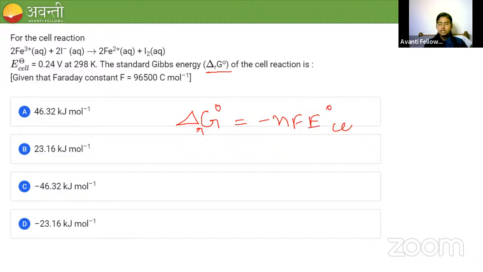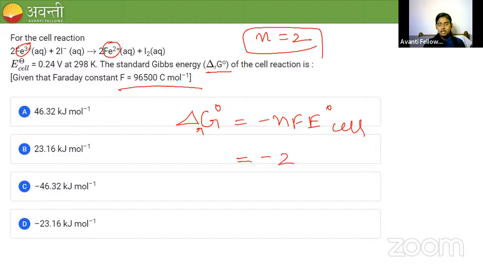So all of you apply all the given values and give me the answer in the chat box. What is the value of n here? How many electrons are lost? Fe3+ is getting converted to Fe2+ by the release of one electron. But 2Fe3+ is getting converted to 2Fe2+. So for one Fe3+ only one electron is lost. For 2Fe3+, 2 electrons will be lost. So the number of electrons lost will be 2. Okay. So n value is 2.